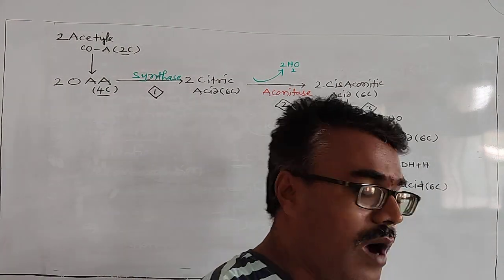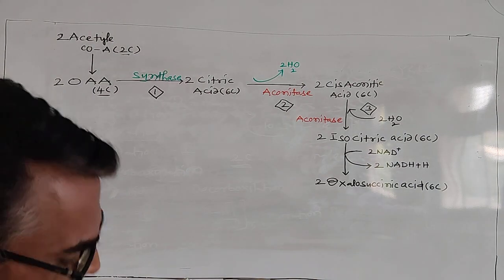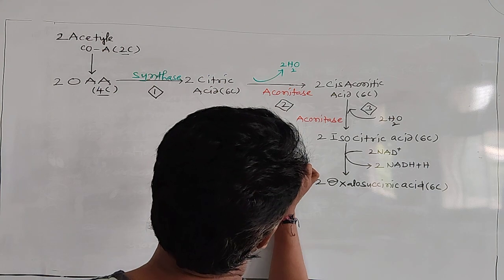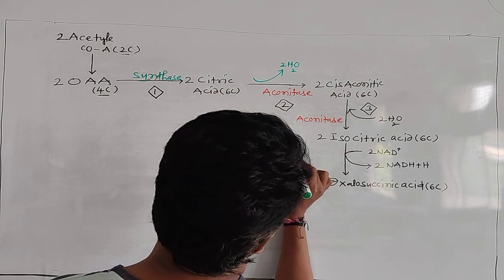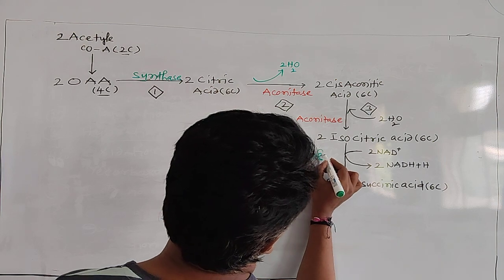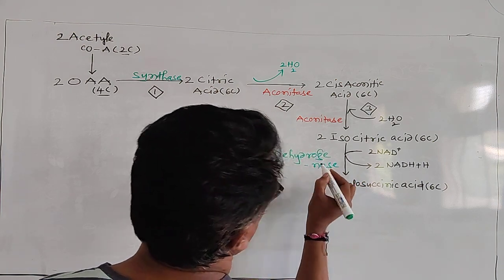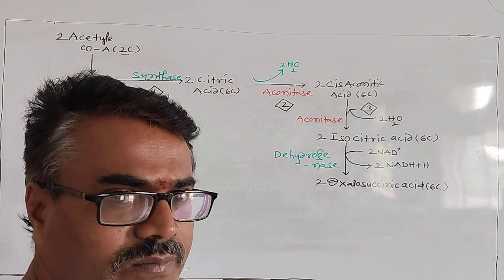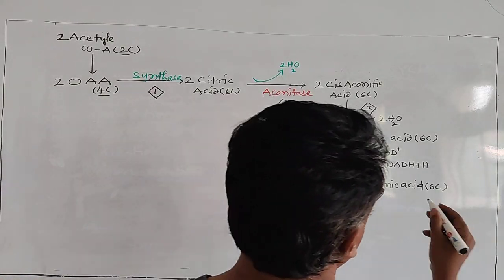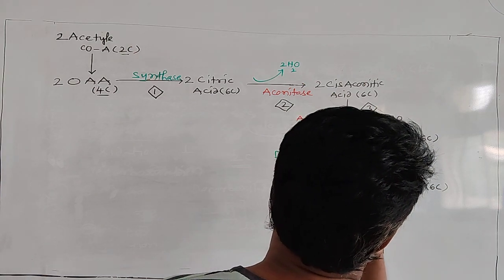So the oxalosuccinic acid is also a 6 carbon compound. Here, one enzyme is required, that is dehydrogenase enzyme. This is the fourth chemical reaction.